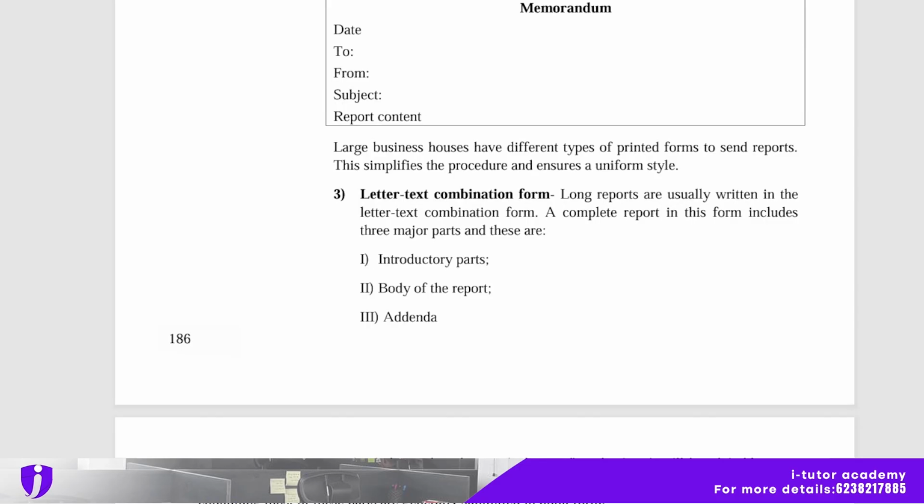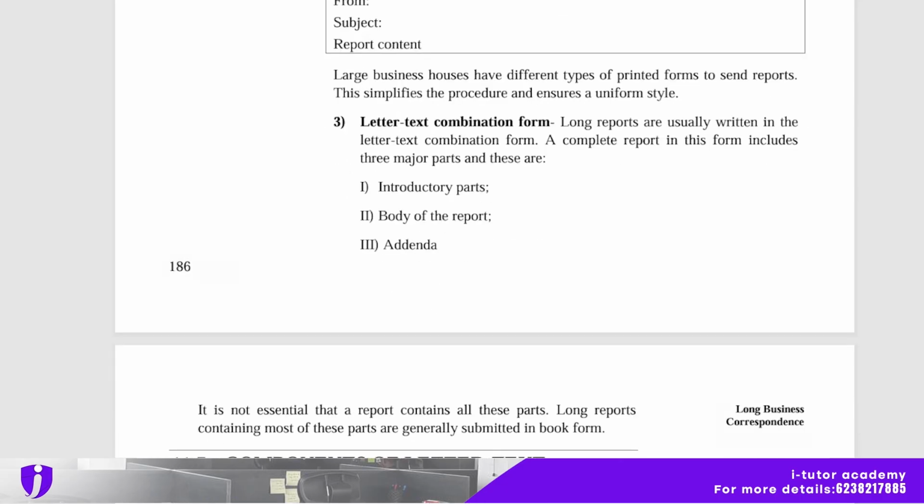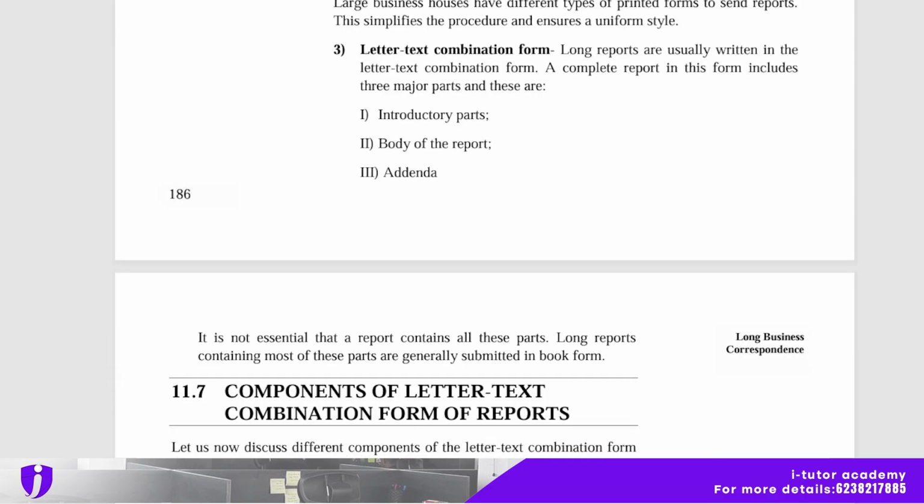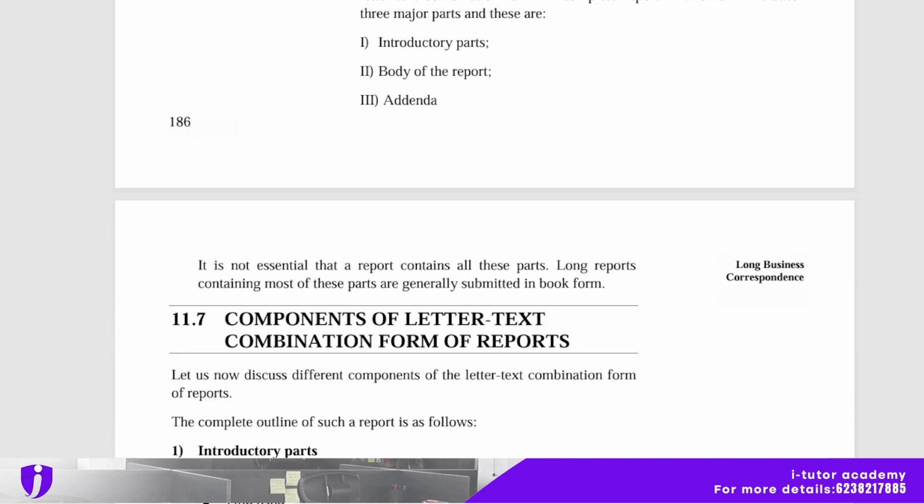And the next is letter text combination form. Long reports are usually written in the letter text combination form. A complete report in this form includes three major parts: introductory part, body of the report, and addenda. It is not essential that the report contain all these parts. Long reports containing most of these parts are generally submitted in book form.